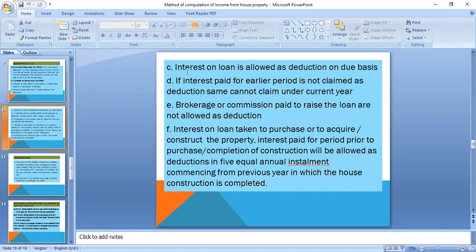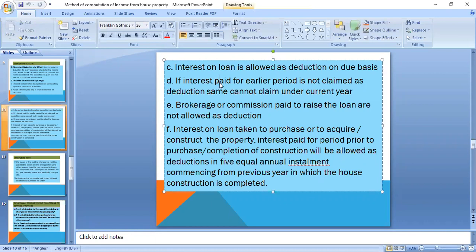And interest on loan will be allowed even on due basis. Suppose you paid for 10 months and didn't pay for 2 months, then also you can show 12 months interest even if you have not paid. But suppose in the last year you showed only 10 months, and in the next year you want to show 12 months plus the last 12 months, that will not be allowed. And any brokerage or commission you paid in order to let out the house, or in order to raise the loan, will not be allowed as deduction.